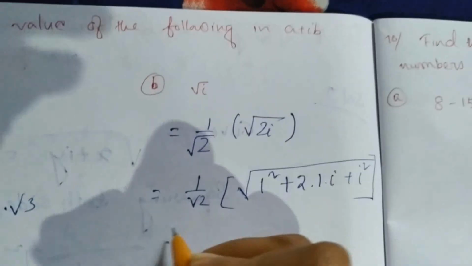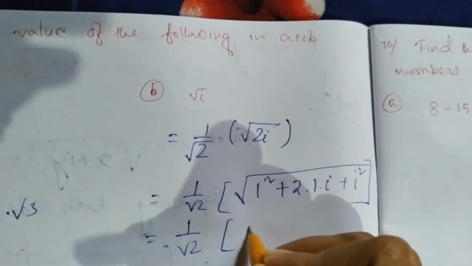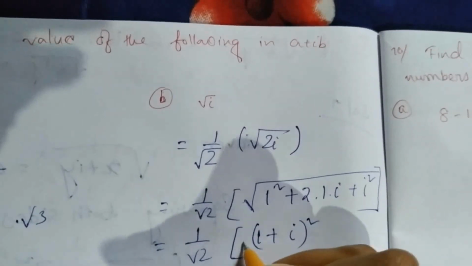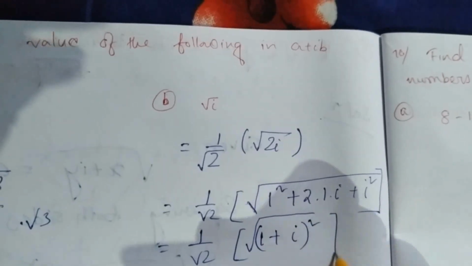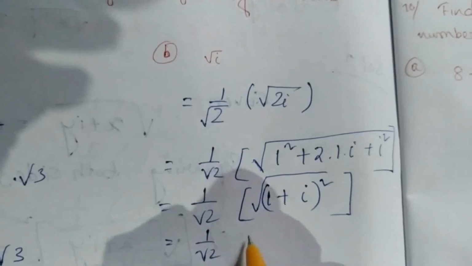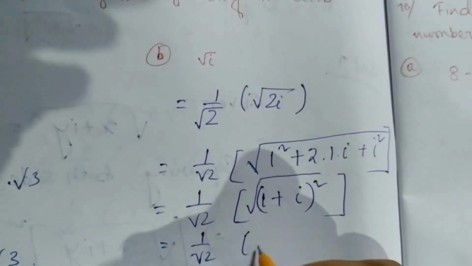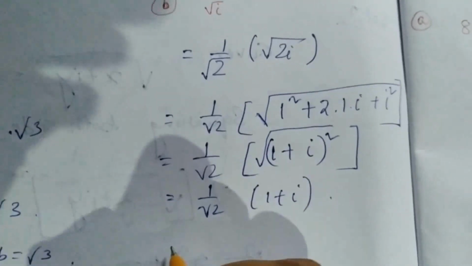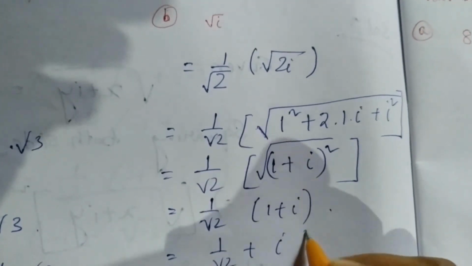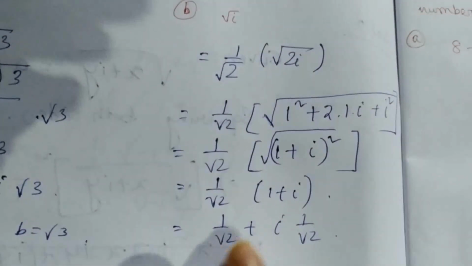So now you see 1 by root 2. Can I write it as (1 plus i) whole square, using the (a plus b) whole square formula? So 1 by root 2 into, the square root and this square get cancelled out, ultimately 1 plus i. So it is 1 by root 2 plus i into 1 by root 2. So this is the required a plus ib form.